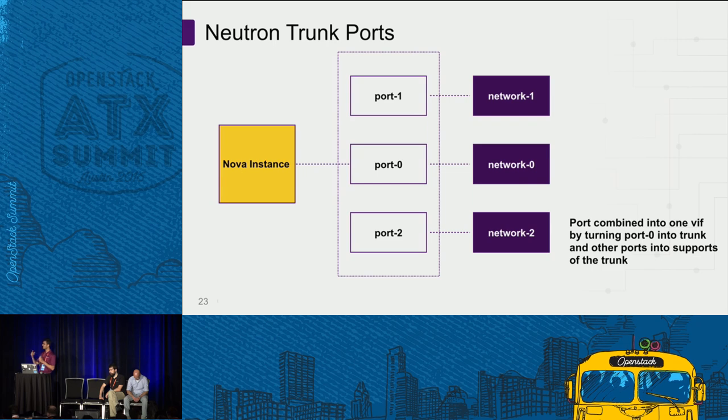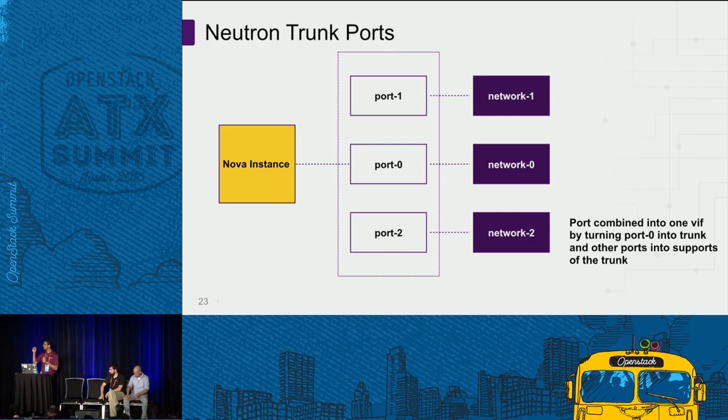As soon as you do it, you see this dotted line or this rectangle come outside of it. And now you're capable of adding additional ports to this trunk port as subports, and you can specify their VLAN ID or their metadata. Right now, we have VLAN support over there, and maybe in the future, we'll have more types of segmentation available as well. So let's say now, as part of this, you have port 1 and port 2 also associated with this particular trunk port. And port 1 is connected to network 1, port 0 to network 0, and port 2 to network 2.